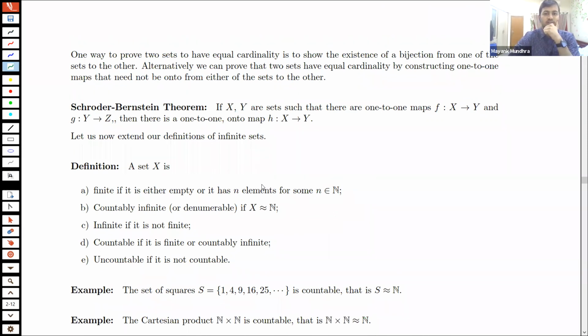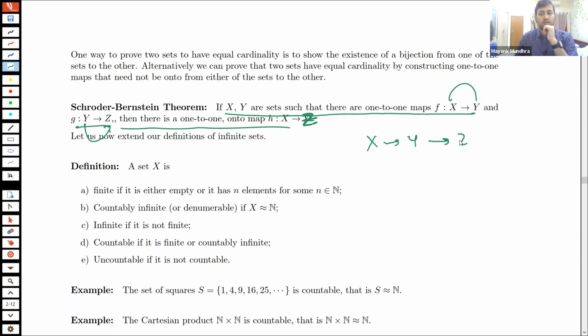Okay, so let's look at this Schroder-Bernstein theorem. It says that if X and Y are sets such that there are one-to-one maps f from X to Y and g from Y to Z, then there's a one-to-one onto map h from X to, okay, this should be X to Z. So X to Y, you have some bijection, Y to Z, you have some bijection. So X to Z also you have some bijection.